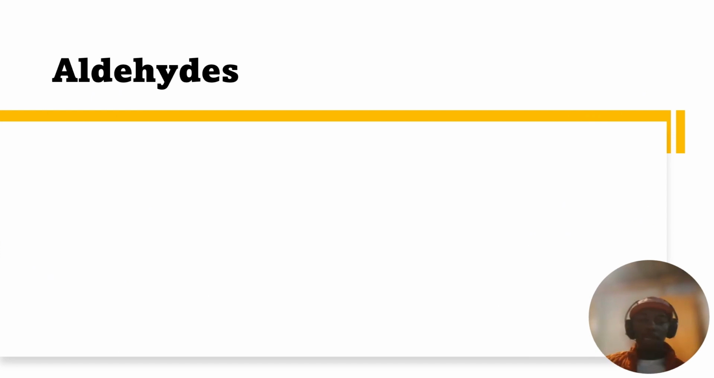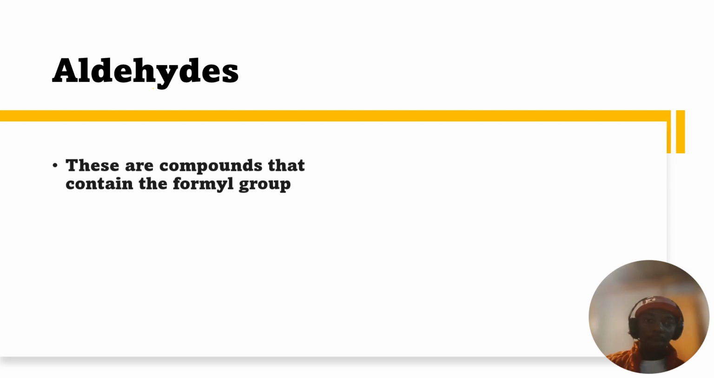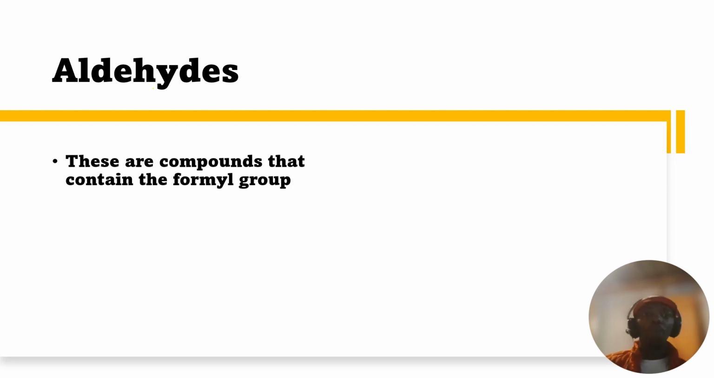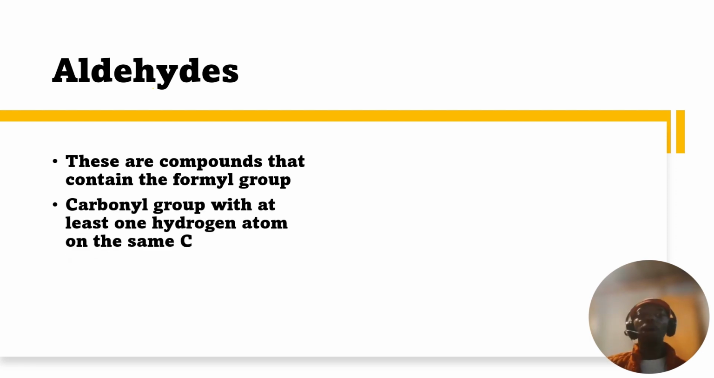And then we're dealing with aldehydes. What do you know about aldehydes? So aldehydes, these compounds contain the functional group, which is the carbonyl group with at least one hydrogen atom on the same carbon. Aldehydes are formed during oxidation.